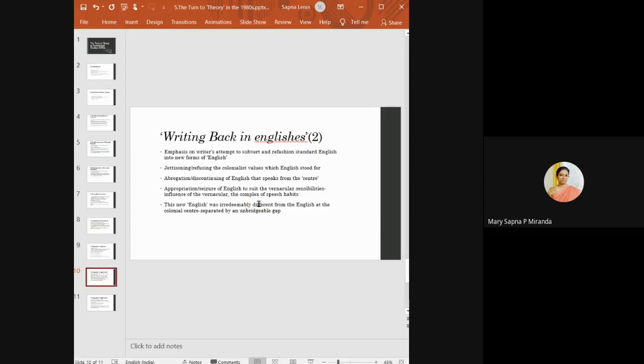But then in that text, what has happened? The old standard English with a capital E, the British English, has been totally refashioned, revamped into something very, very new. So this new English is irredeemably different from the standard English at the colonial center, and it is separated by an unbridgeable gap. So you have something like this new brand of English, and this is irredeemably different. That is, you cannot now go back to the standard English because you have changed it so much, and there is a vast gulf between the standard English and this new kind of English.